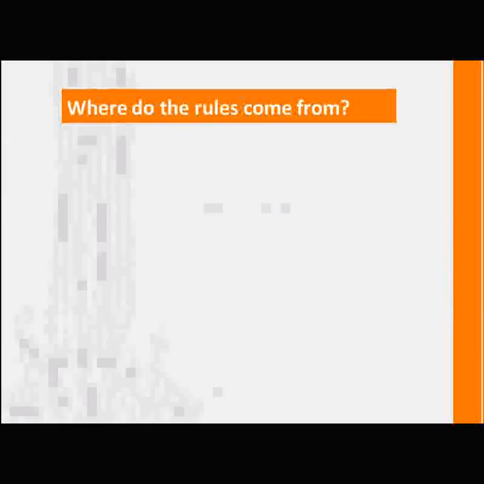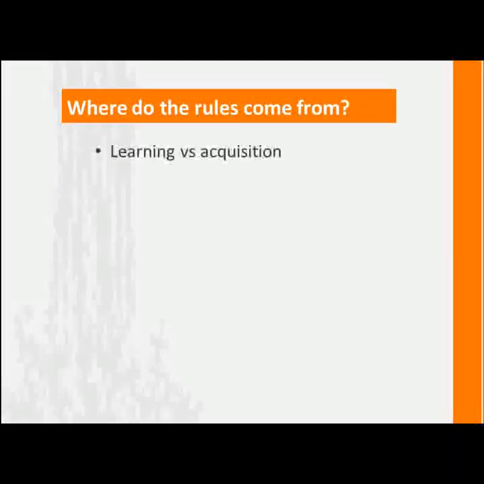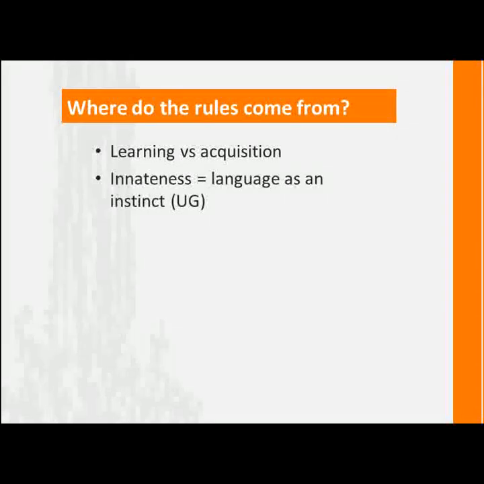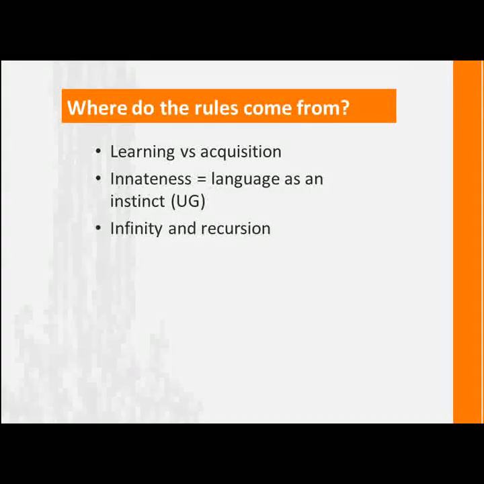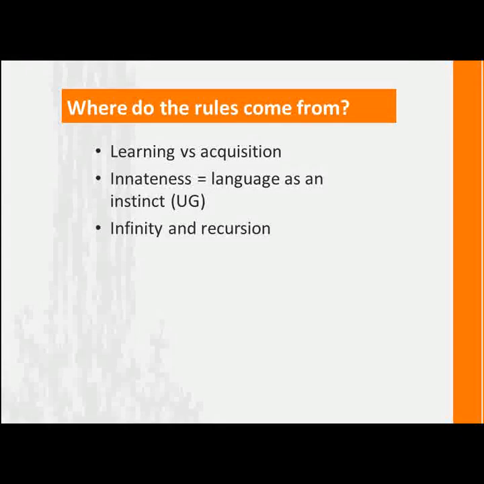Next, so where do the rules come from? Kalau gitu rulesnya itu dari mana? So it can be about learning and acquisition. Bisa jadi rumus itu dari dipelajari atau secara tidak sadar diperoleh dari sekelilingnya. Ada juga universal grammar. Jadi bahwa dalam otak kita, otak manusia itu ada certain mesin, ya, so that we know which is correct or not. Infinity and recursion, we'll talk about it later in the next discussions.